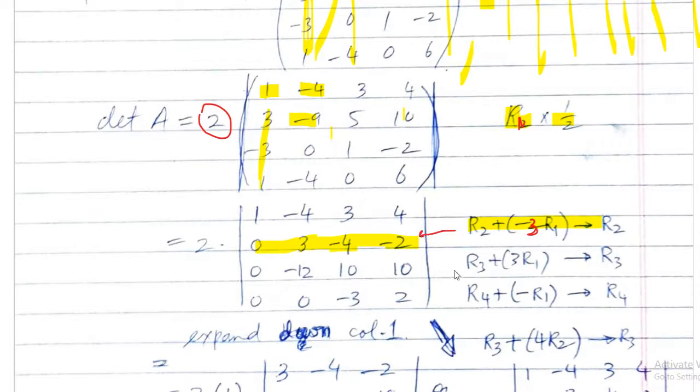Now from here I should get the third row. So 3 R1 plus R3: 3 minus 3 is 0, minus 12 plus 0 is minus 12, 9 plus 1 is 10, and 12 minus 2 is 10. So I got all those. Now R4 minus R1: 1 minus 1 is 0, minus 4 plus 4 is 0, 0 minus 3 gives minus 3, and 6 minus 4 gives 2. So you see, I got this.